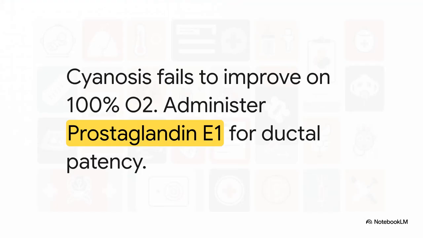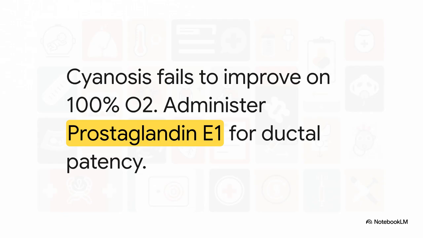Try this one. A neonate has central cyanosis that fails to improve on 100% oxygen. What's the best next step? Administer prostaglandin E1. This is a classic, failed hyperoxia test, pointing straight to ductally dependent congenital heart disease. You literally must maintain ductus arteriosus patency right now. Indomethacin is the exact wrong move in this scenario, because you'd only use indomethacin to close a patent ductus in an older, non-cyanotic infant.